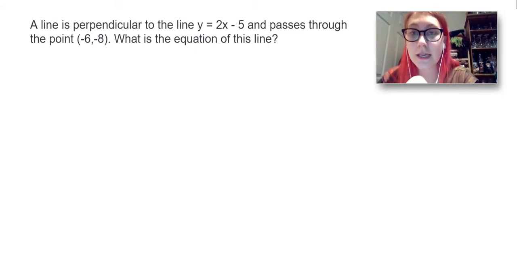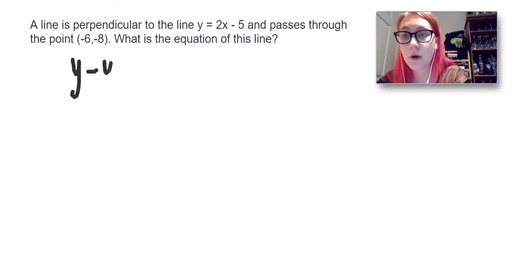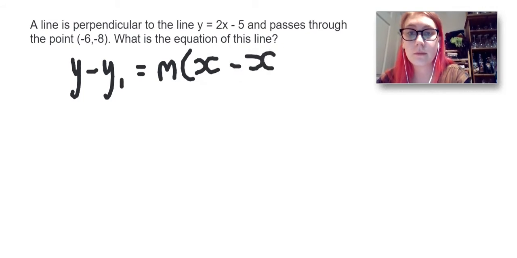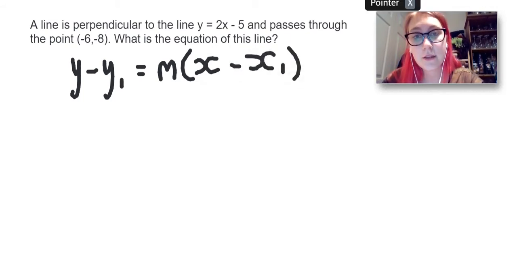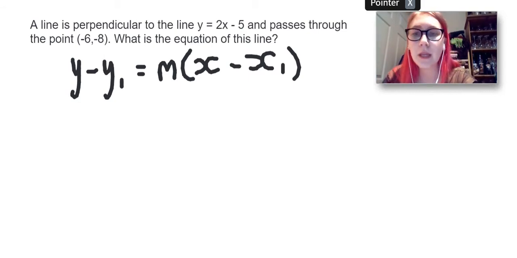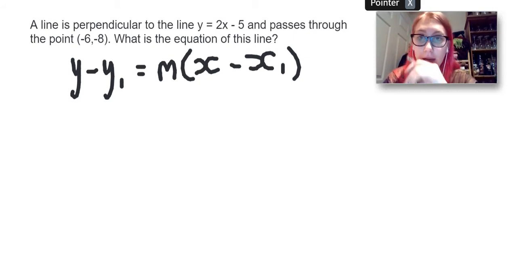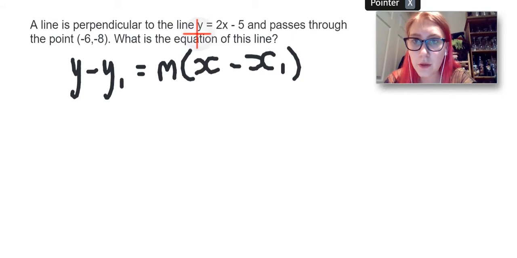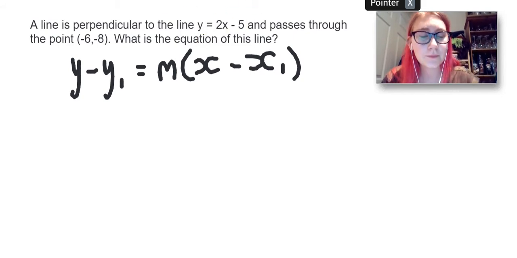So we're going to be using our formula, which is y minus y1 equals m(x minus x1). And to use this, x1 and y1 are the x value and y value of any point on that line, and m is the gradient of the line. So let's think about the gradient first. Well, what do we know about it? We know that it's perpendicular to this.